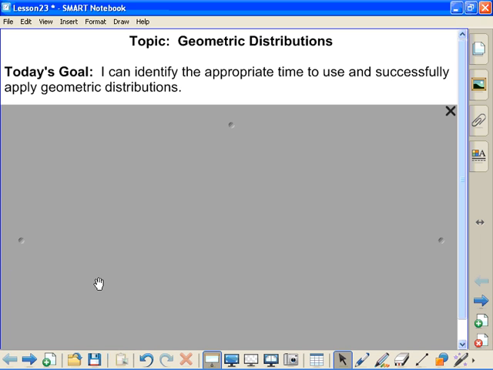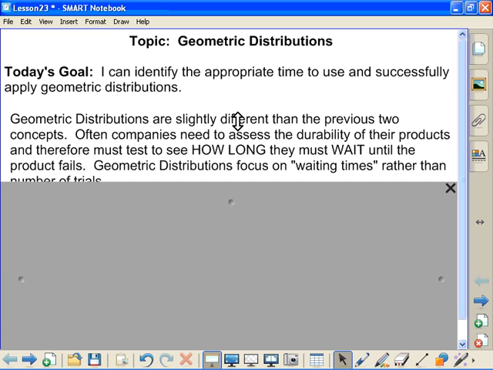Today's topic, we're looking at geometric distribution. So what's today's goal? At the end of this, I can identify the appropriate time to use and successfully apply geometric distributions. So by the time the lesson's done and the homework is complete, that is your goal. So let's talk about geometric distributions.